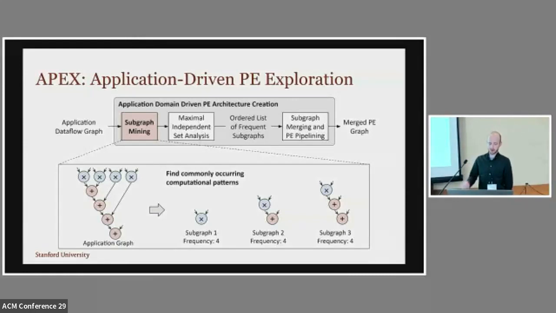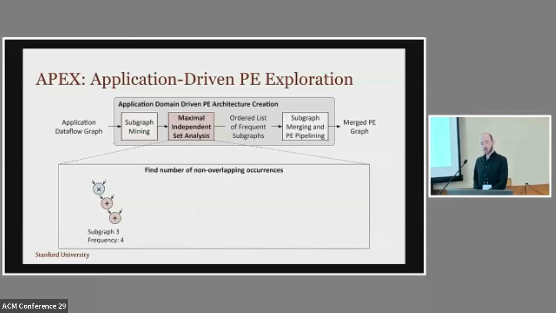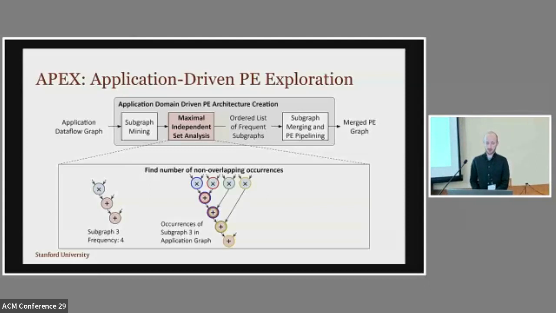In order to identify these subgraphs that have a lot of overlapping occurrences, we use a technique called maximal independent set analysis. The goal during this step is to find the number of non-overlapping occurrences of a specific subgraph within our application. For this example, I'm choosing subgraph 3 again, which has a frequency of 4 within our application. In this middle graph, I've highlighted each of the occurrences of subgraph 3 within our application. Each occurrence is a different color. You can see that a lot of them overlap. They share a lot of nodes.